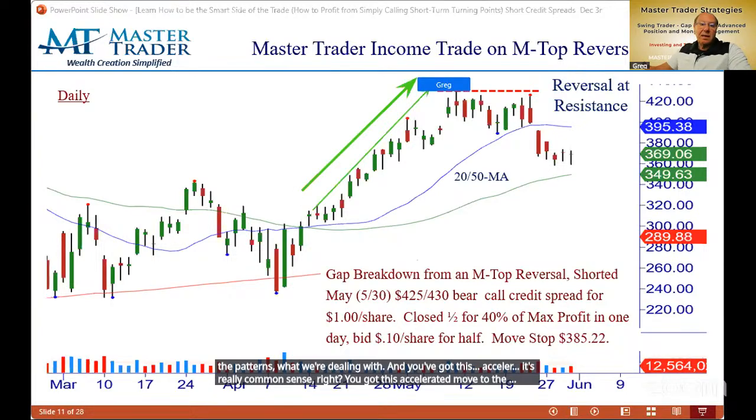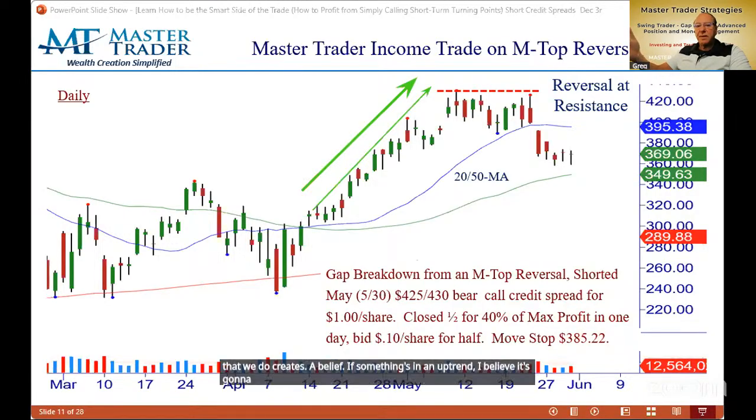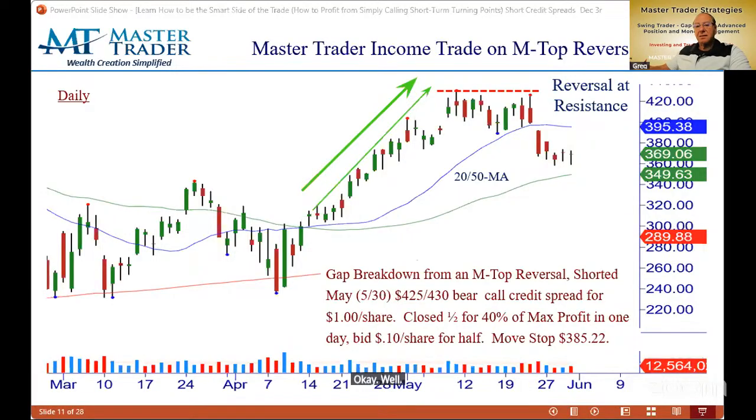That makes me think it's not likely to go much higher in the short term. Now, every technical analysis that we do creates a belief. If something's in an uptrend, I believe it's going to continue in an uptrend until it stops. Okay. Well, there are transitions.